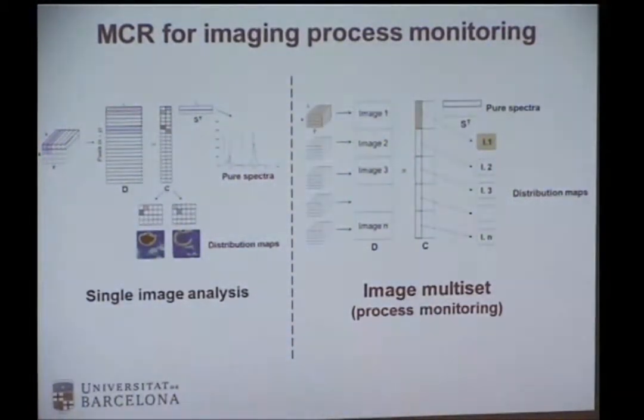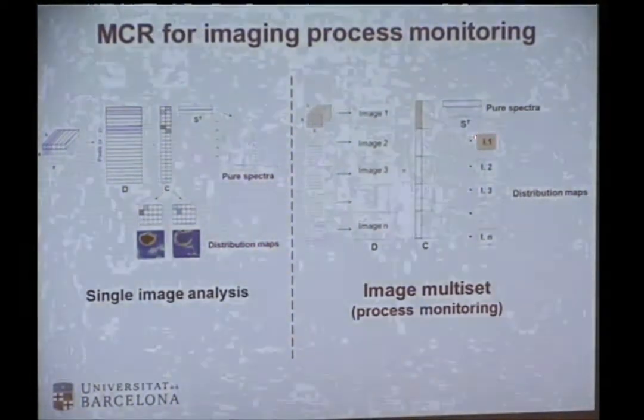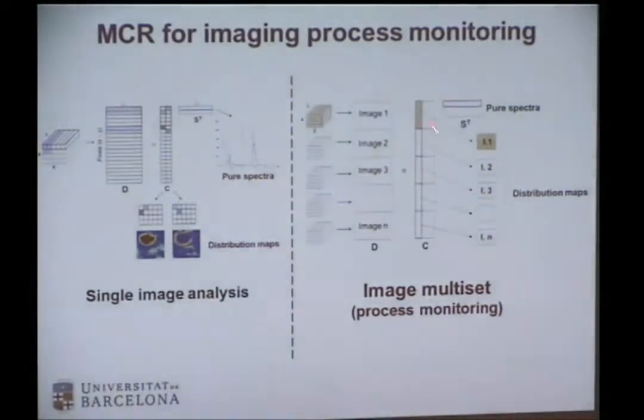Of course, if you are monitoring a process, you collect several images, and what you can do is put them together into a single structure, so you have the blocks of the pixel spectra related to each particular image. Then you get, as a result, a single set of spectral signatures and the maps that are related to each one of the images that we collected along the process.